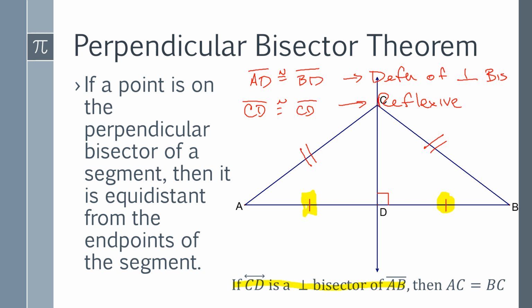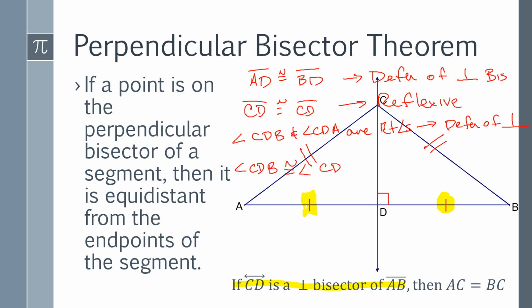And then we could also say that angle CDB and angle CDA are right angles. And that's because of the definition of perpendicular. We make right angles. And we could then say that angle CDB is congruent to angle CDA. And why would that be? Because all right angles are congruent. They're all 90 degrees.